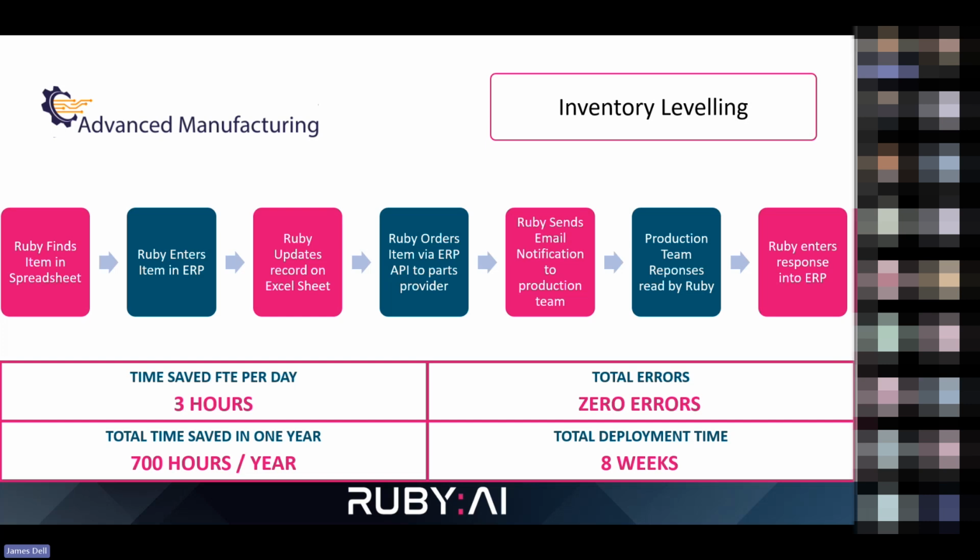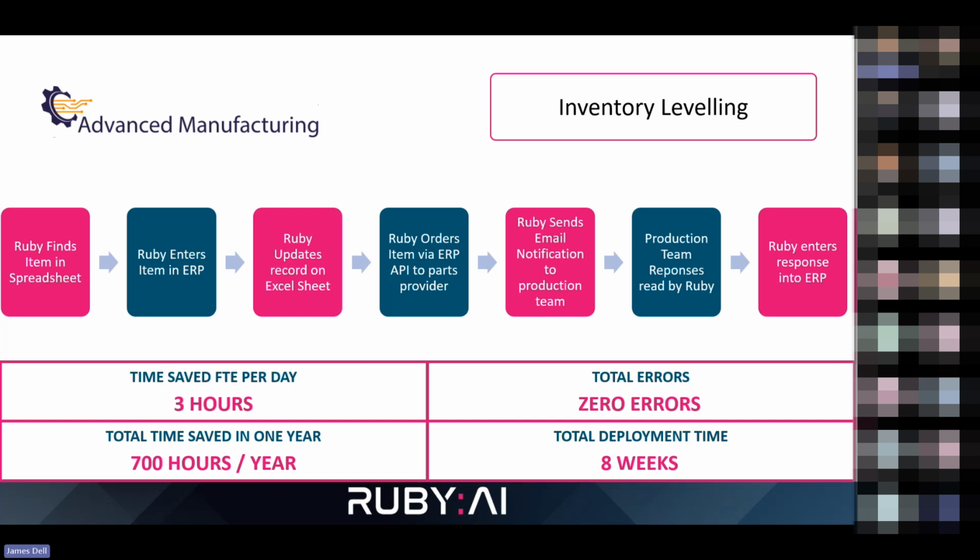And then Ruby puts any response that they put in back into the ERP system. So if the production team responds to the email and says that they need to delay the project by X, or need to update the ERP, that data is then fed back in via Ruby back into the ERP. It can read the emails and it can then re-enter that data into the ERP system.